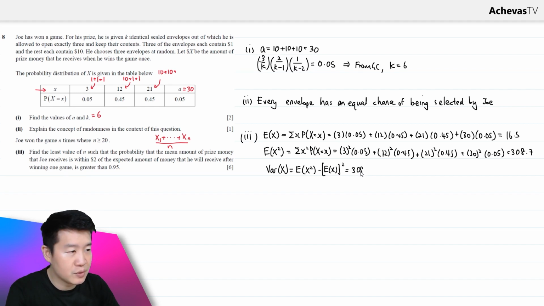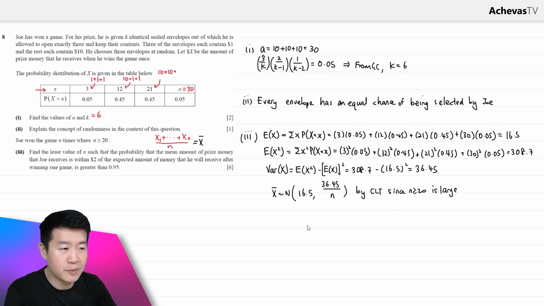will be 308.7 minus 16.5 squared. This is equal to 36.45. This will help us to form a distribution, which I'm going to give the notation x bar. So x bar will follow a normal distribution with the mean of 16.5 and the variance of 36.45 divided by the sample size, which is n, and this is by the central limit theorem. Since n is bigger than or equal to 20, I'm going to consider it as large.